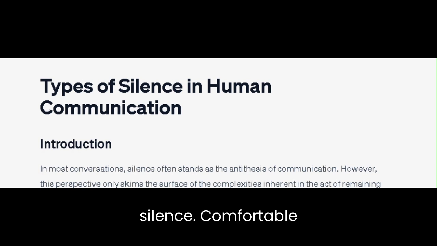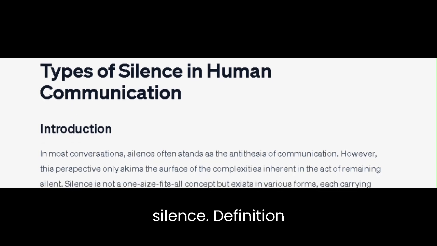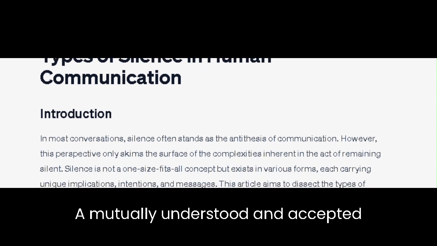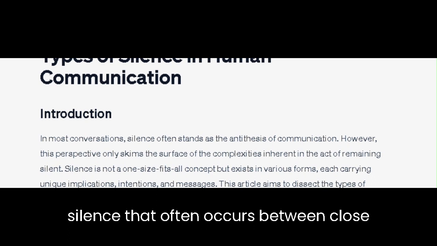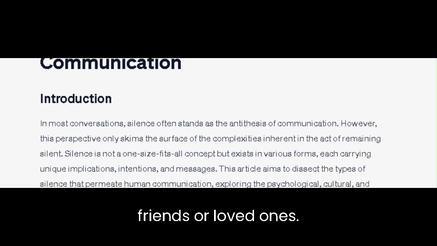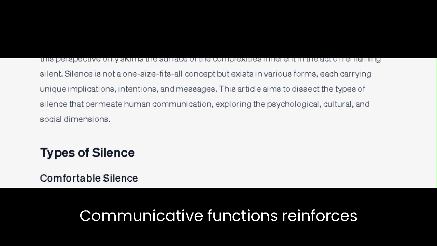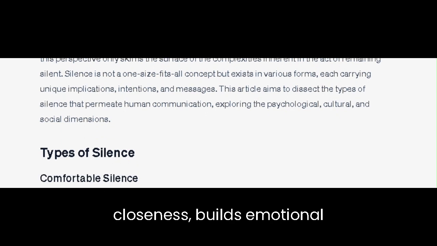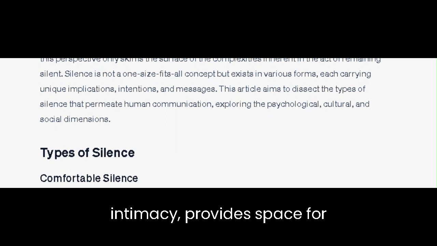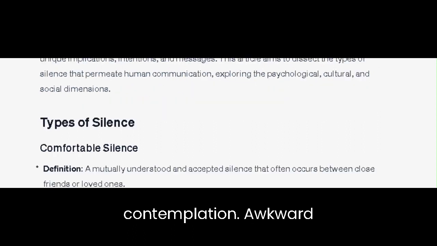Types of silence. Comfortable silence. Definition: a mutually understood and accepted silence that often occurs between close friends or loved ones. Communicative functions: reinforces closeness, builds emotional intimacy, provides space for contemplation.